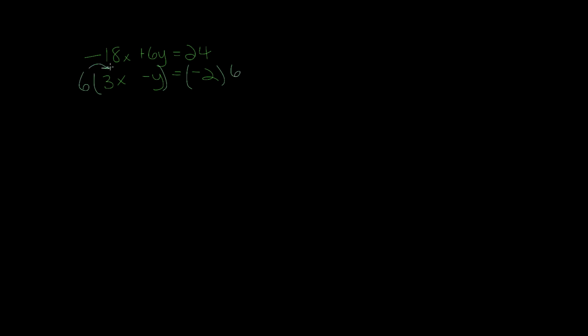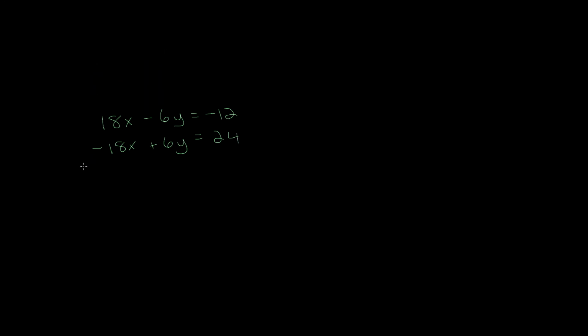So 6 times 3x is 18x, and 6 times -y is minus 6y. And -2 times 6 is equal to -12. So this was our second equation. And now our first equation stays the same, so I'm just going to write that underneath. So now that we have both of our new equations, we can just get rid of everything on the top. So we're left with this.